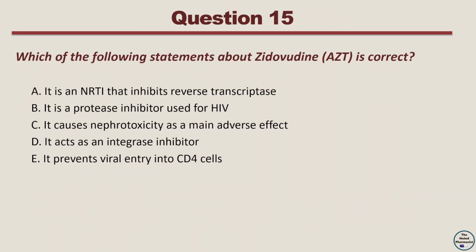Question 15. Which of the following statements about zidovudine, AZT, is correct? Option A, it is an NRTI that inhibits reverse transcriptase. Option B, it is a protease inhibitor used for HIV. Option C, it causes nephrotoxicity as a main adverse effect. Option D, it acts as an integrase inhibitor. Option E, it prevents viral entry into CD4 cells.